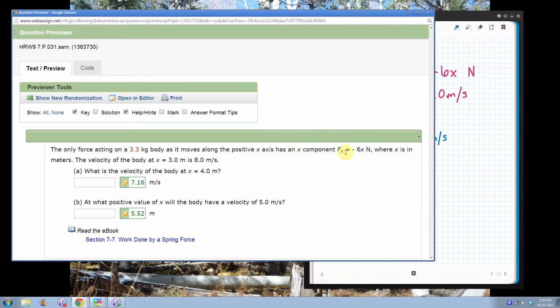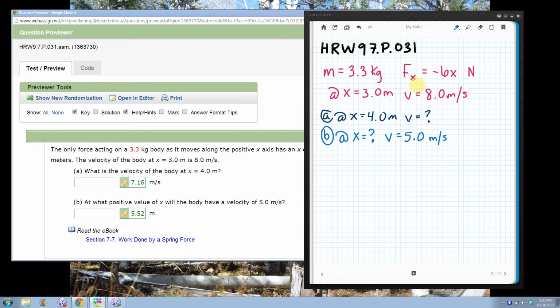an x component of Fx equals negative 6x newtons, where x is in meters. The velocity of the body at x equals 3 meters is 8 meters per second. We want to know what is the velocity of the body at 4 meters, and then we want to know at what positive value of x will the body have a velocity of 5 meters per second.